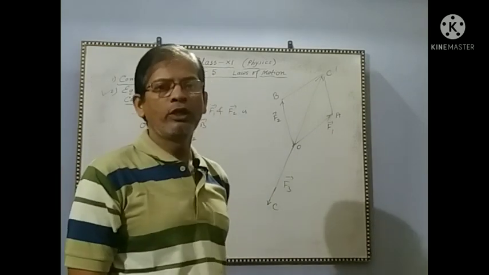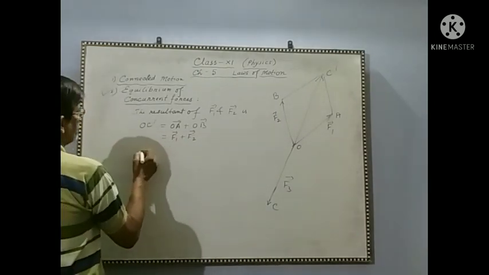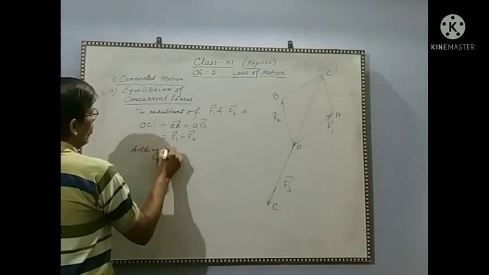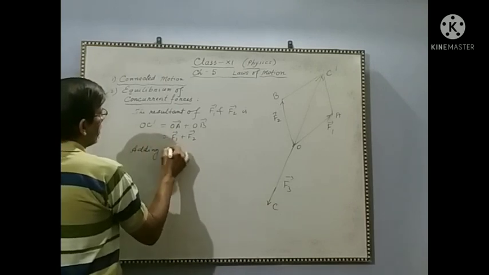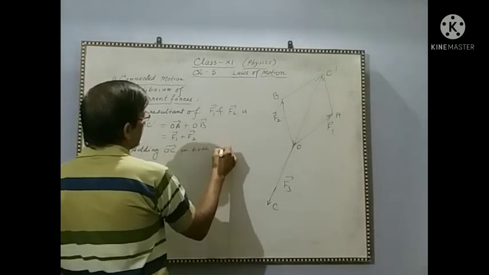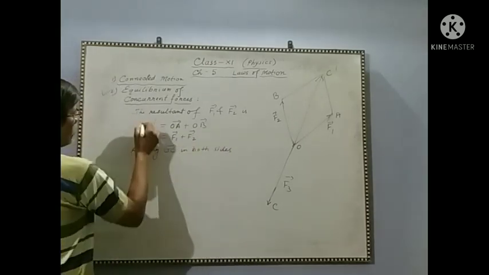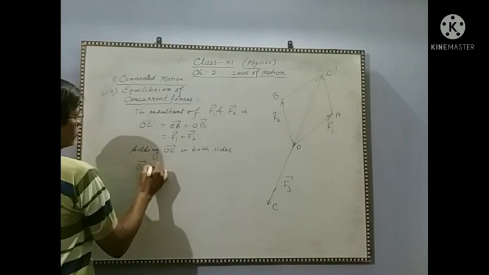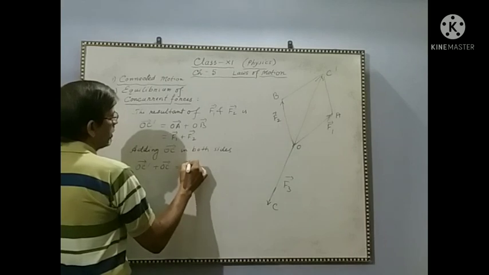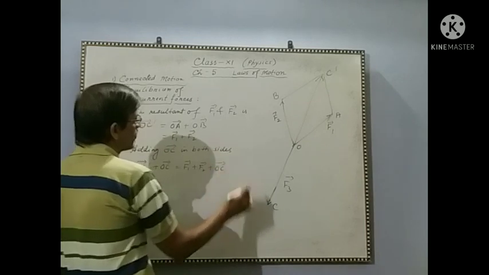Now we add OC vector on both sides. So OC dash vector plus OC vector equals F1 vector plus F2 vector plus OC vector.